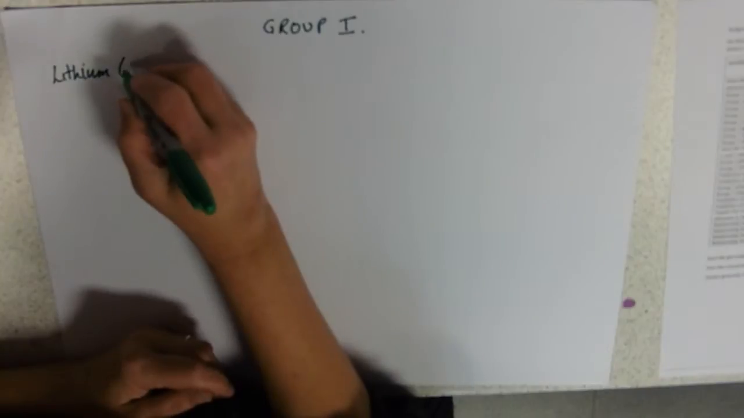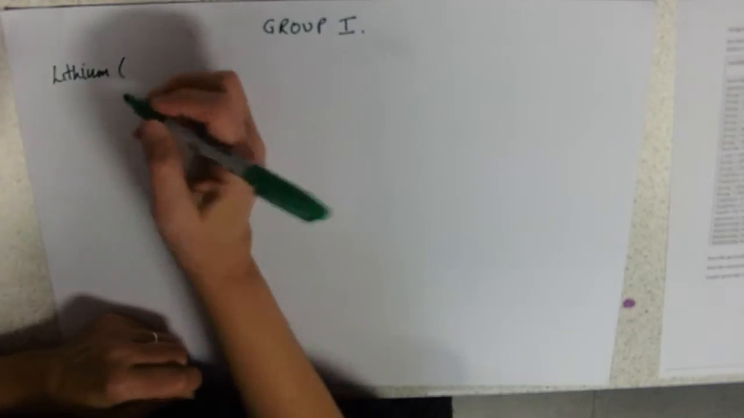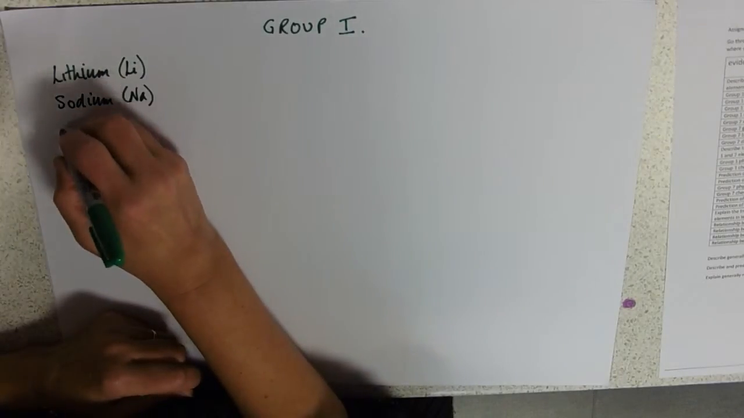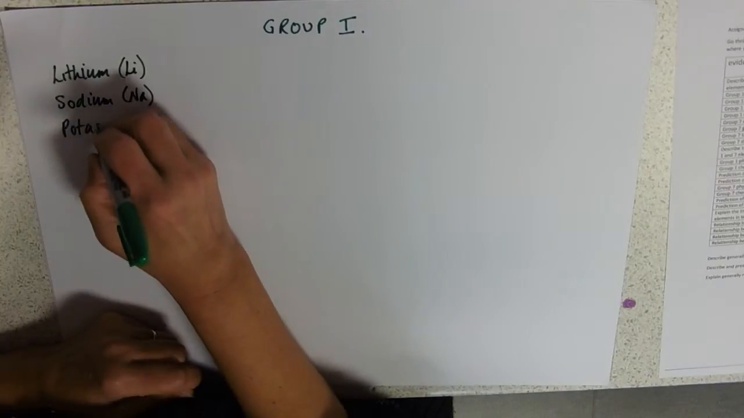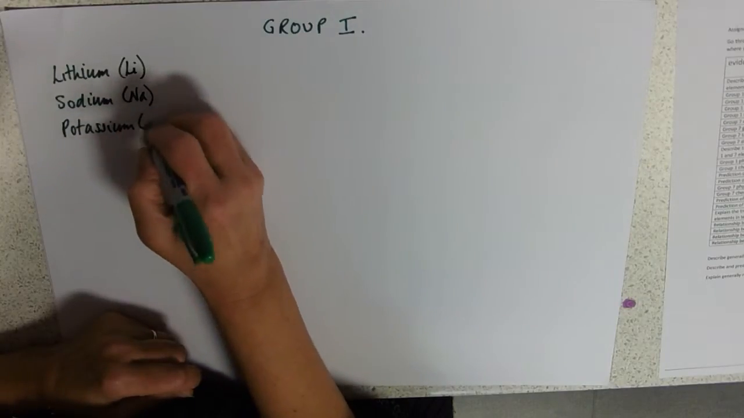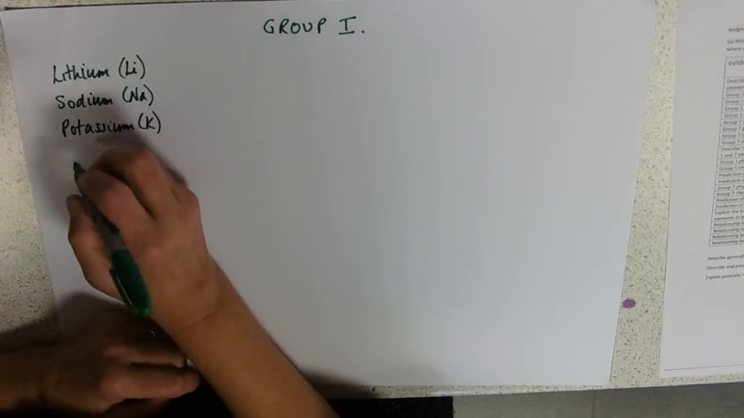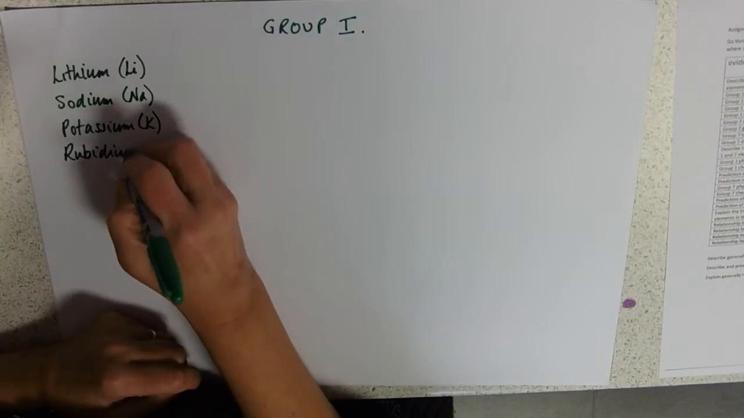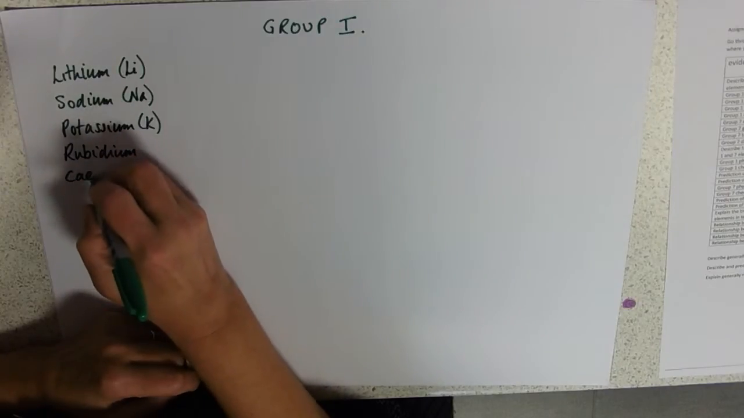So, the elements are lithium, which has symbol Li. Underneath that we've got sodium with the symbol weirdly Na. Then we've got potassium with the symbol K. And then we've got rubidium and cesium.